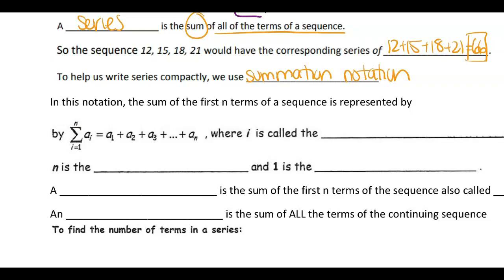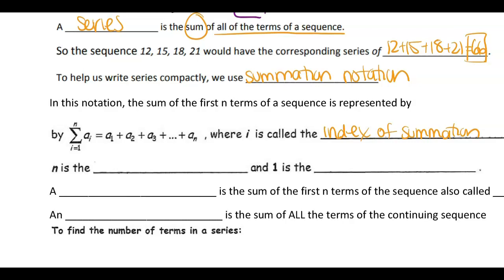So i, in this case, is called the index of summation. The index of summation is what you're starting with. So this little i down here, and usually it can also be an n or a k, it can be any variable. That number specifically tells you what you're starting with. So in this case, we would be starting with 1. From there, the n at the top is called your upper bound or your upper limit.